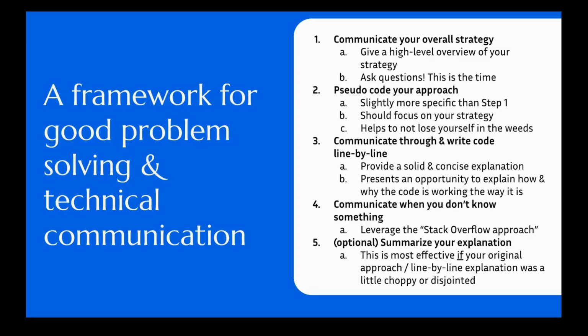Now, after you write some pseudocode, what you're going to want to do is actually communicate through and write your code line by line. So this is the point when you've written your pseudocode and you've ensured that you feel good about each main step. This is the time for you to start actually writing code to follow your thought process overall. This step should consist of concise explanations of every single line that you write and what the purpose of any given line of code actually is.